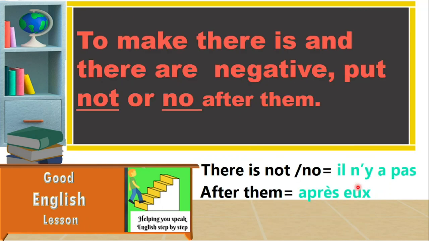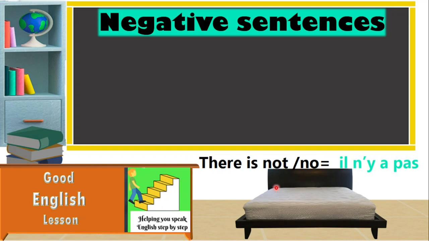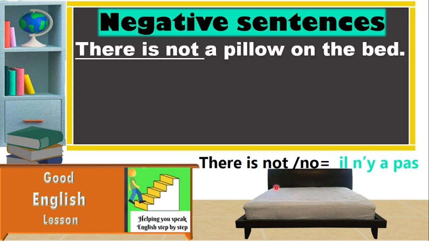To make there is and there are negative, put not or no after them. There is not a pillow on the bed. We have a negative sentence here.